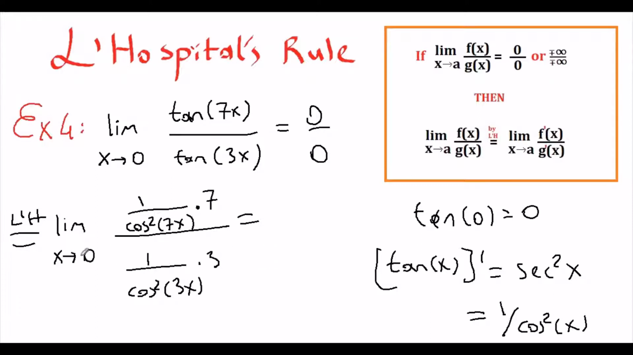So now we can plug in 0. Cosine 0 is 1. So here we obtain 7 over 1. And here we obtain 3 over 1. Then this fraction is equal to 7 over 3.